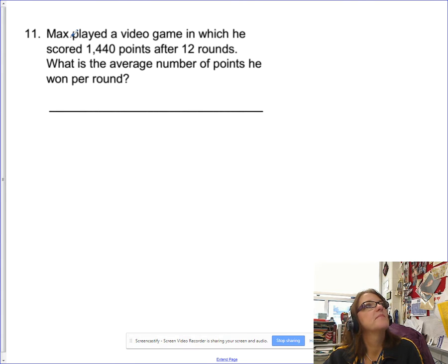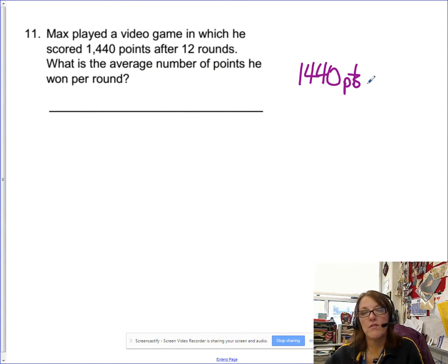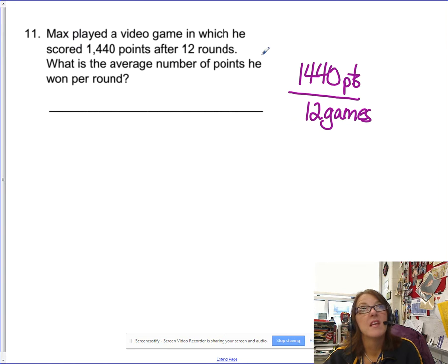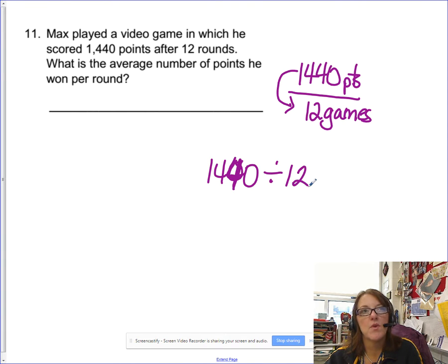Number 11. Max played a video game. 1,440 points. I'm going to label that. And that was a total over 12 games. I want to find his average for 1 game. That means this divided by this. That means this, oops, make that a 4. Sorry, sloppy. Divided by 12. Go to town. Figure it out. Please make sure you're labeling your answer.